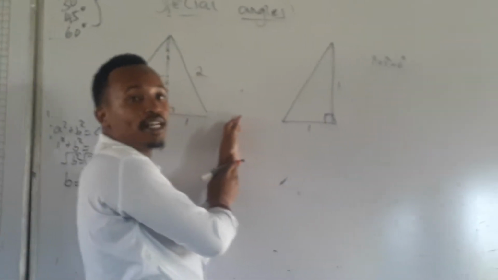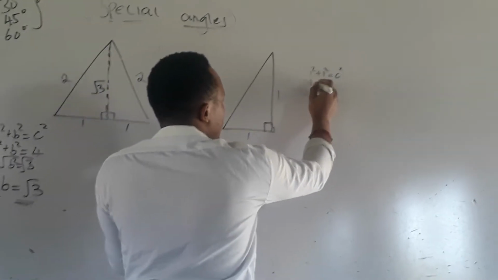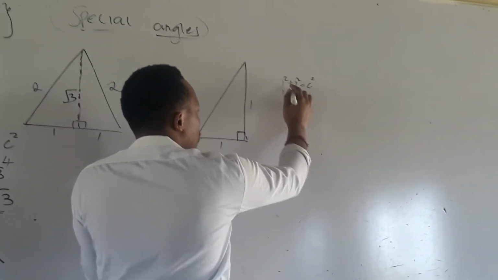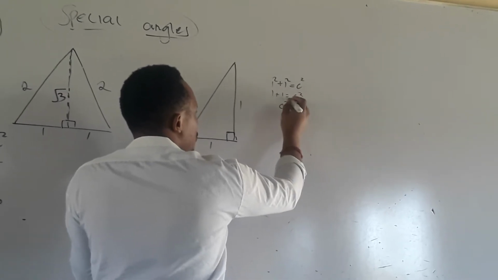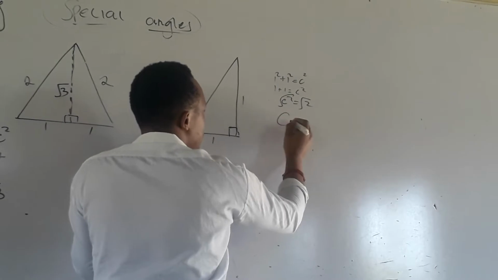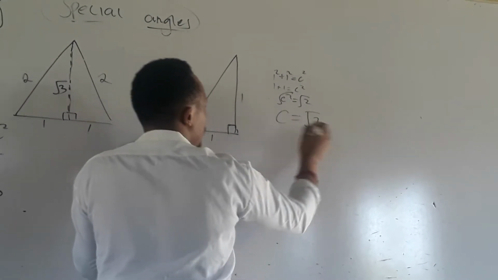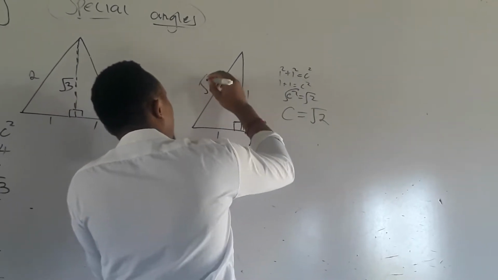No, we are together up to there. Yes. So 1 squared is 1, so 1 plus 1, which is c squared. So c squared is equal to 2. Square root that side, square root that side. So our c is equal to root 2. So that is root 2.